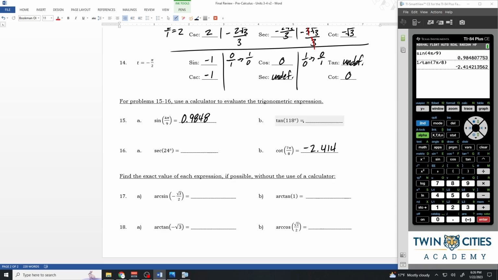Okay, these other two are in degrees, so let's change our mode. I'm going to hit mode, go down to radian degree, enter here, and you'll see now the degree is flashing and it says degree up at the top. Let's clear this menu. Tangent of 118. Now my calculator recognizes that I'm in degrees, and this is negative 1.8807.